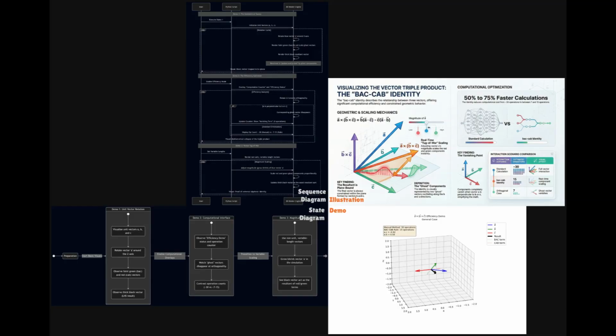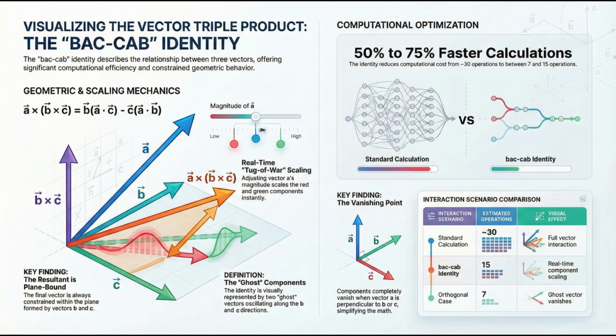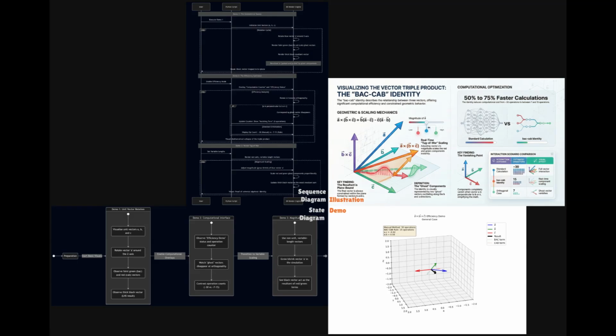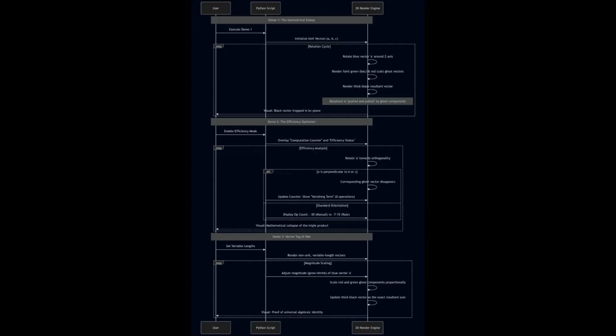Event-driven vanishing. It sequences the vanishing event in Demo 2, where the screen simplifies visually as a dot product becomes 0, corresponding to a drop in computational operations from roughly 30 down to 7 to 15.